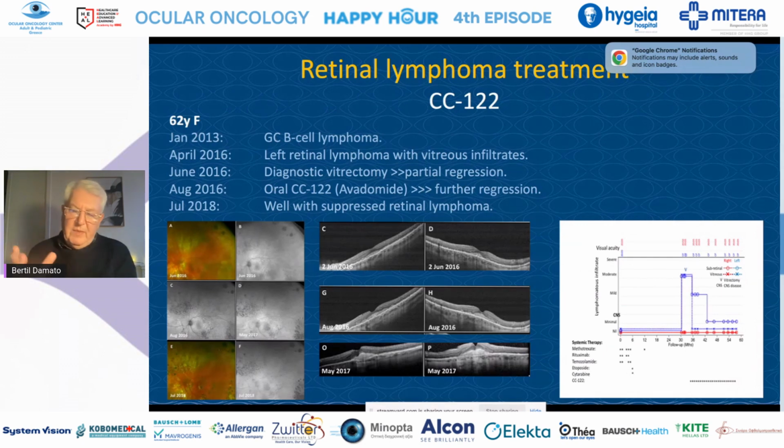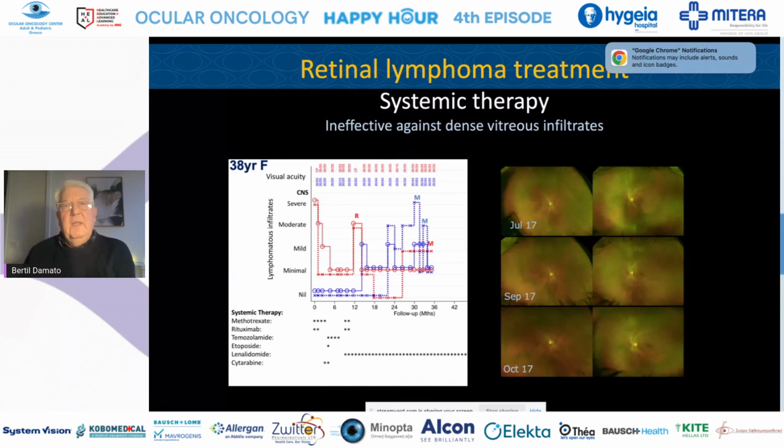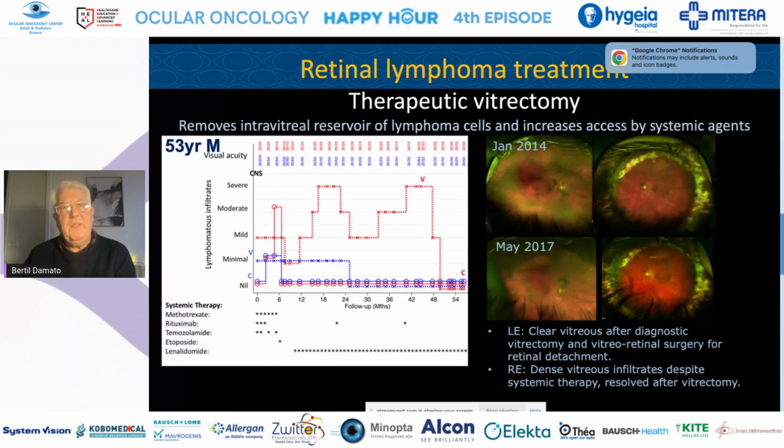But lenalidomide works with some kinds of lymphoma and not others. And therefore, it's important to know the subtype of CNS lymphoma, of vitreoretinal lymphoma, to know which type of systemic immunomodulation to give. But we found that although the systemic treatment was effective for the sub-RPE deposits near the choriocapillaris, it was less effective for vitreous infiltrates. And these just persisted despite the systemic treatment.